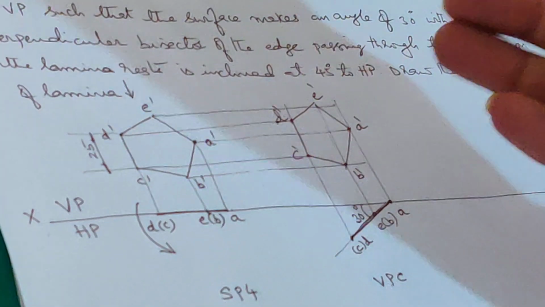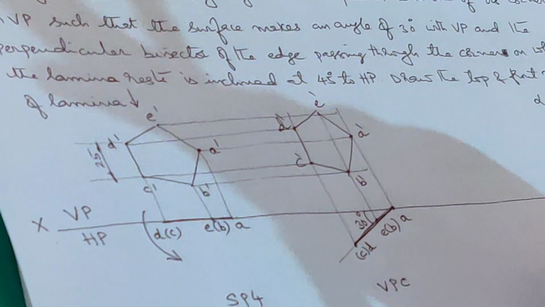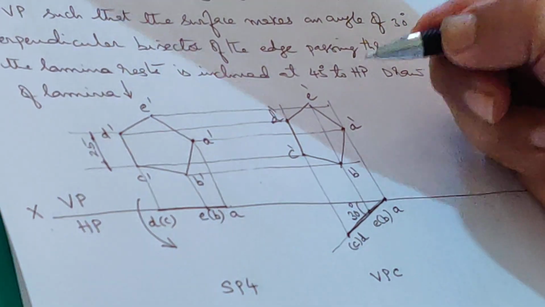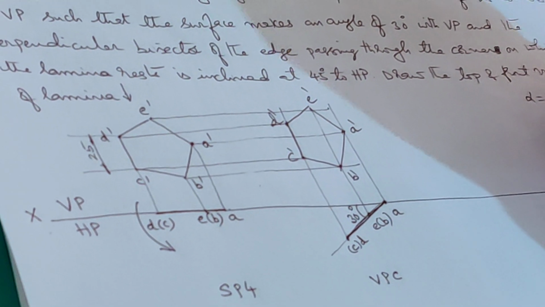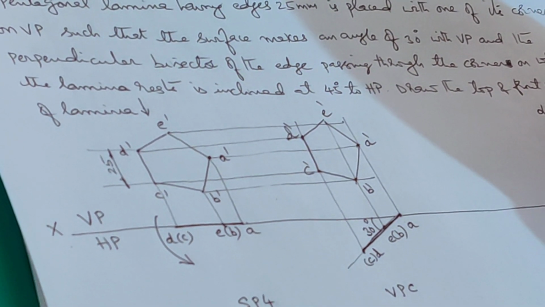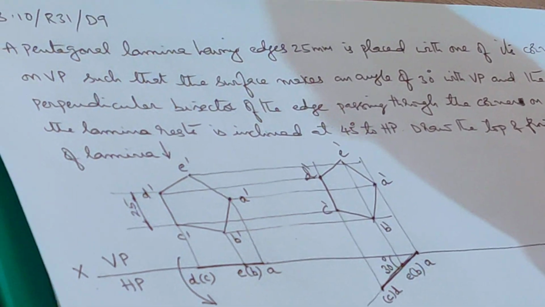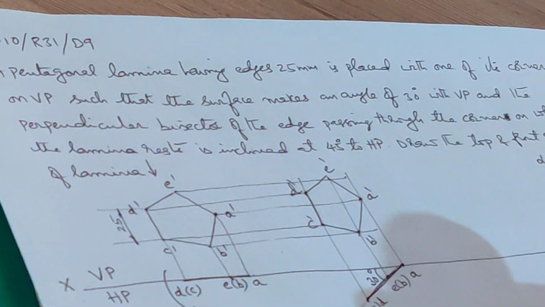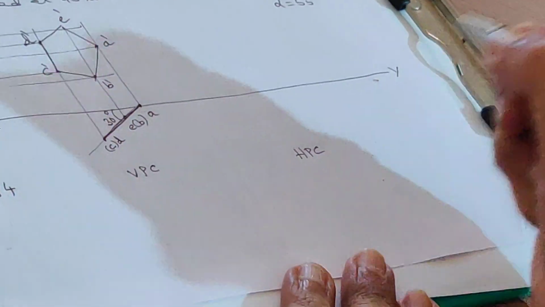So this is how the front view appears in the second step when the surface is inclined at 30 degrees to VP. It's no more a regular pentagon. The only edge which is in its true length is CD. The remaining 4 edges are apparent in length. Done. Now comes the third step, HPC, the horizontal plane condition.